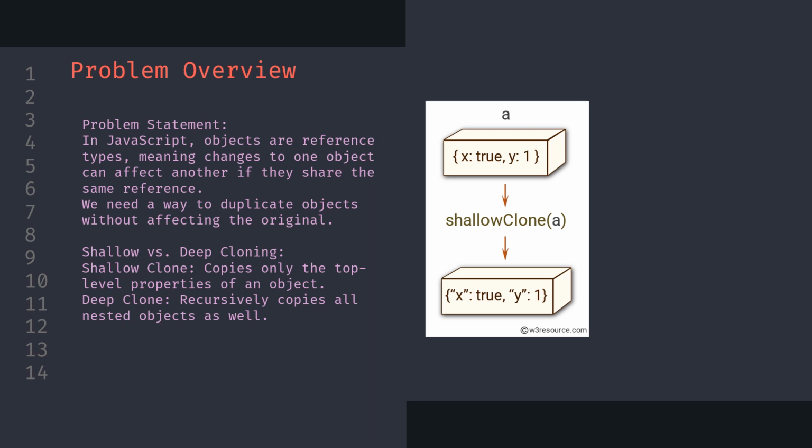There are two types of cloning: shadow cloning, which only copies the first level, and deep cloning, which copies nested objects as well. In this lesson, we will focus on shadow cloning using Object.assign.